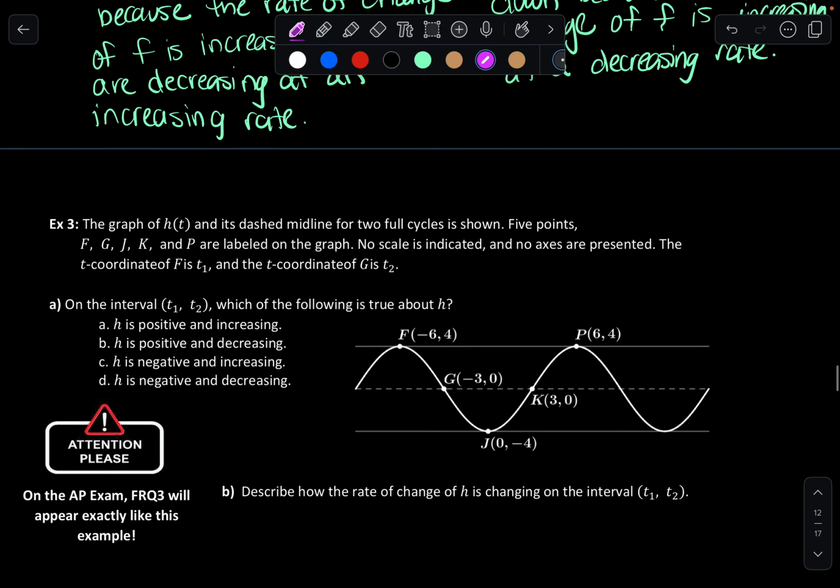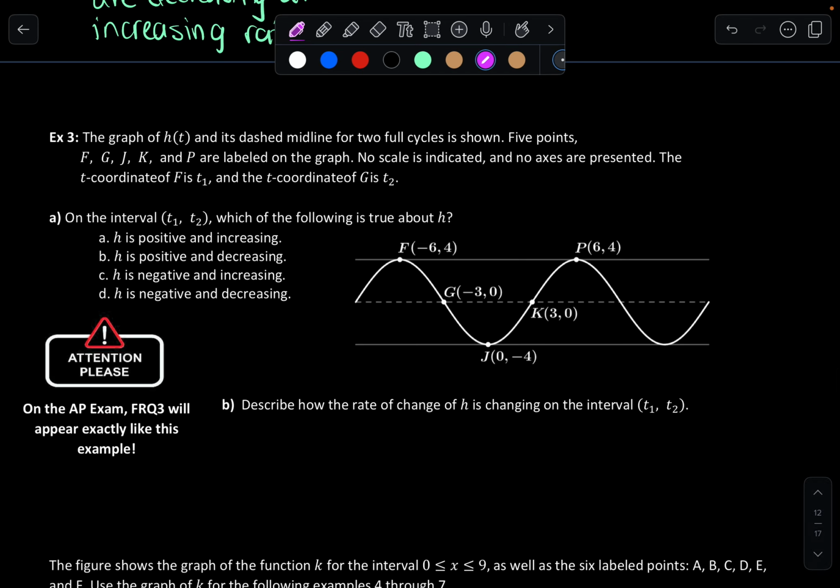Okay, so some multiple choice. So number 3, the graph of h of t and its dashed midline for 2 full cycles is shown. 5 points f, g, j, k, p are labeled on the graph. No scale is indicated, no axes are presented. The t coordinate of f is t sub 1 and the t coordinate of g is t sub 2. So this is actually pulled directly from the AP exam. It's on the AP exam for pre-calculus every single year, and it's always FRQ number 3, okay? So on the interval from t sub 1 to t sub 2, which of the following is true?